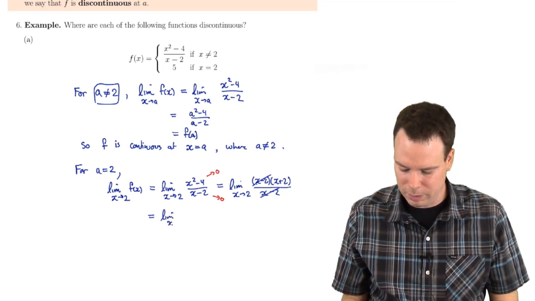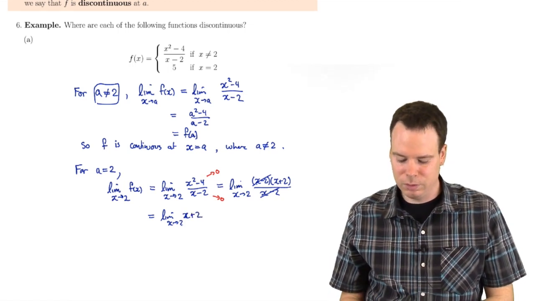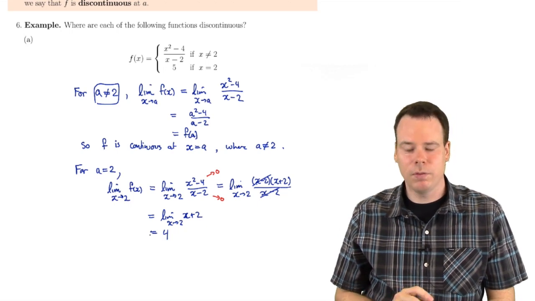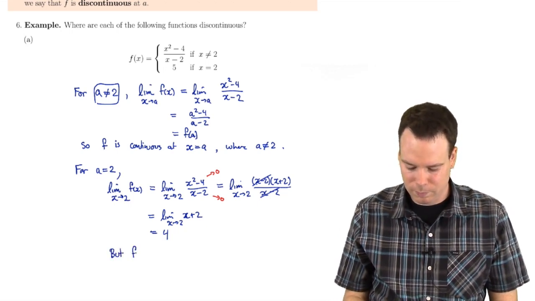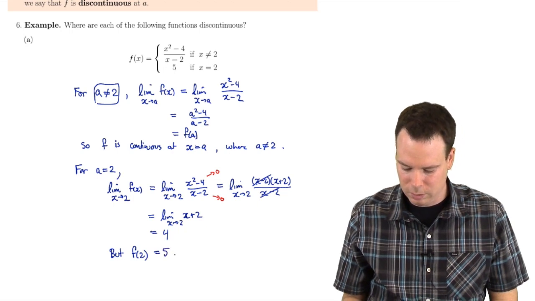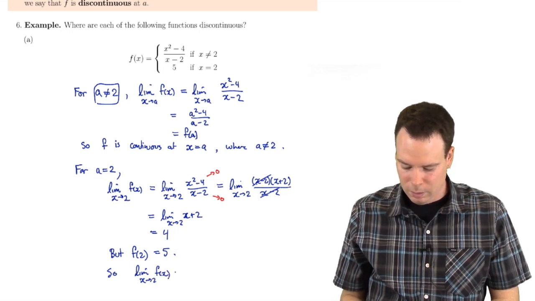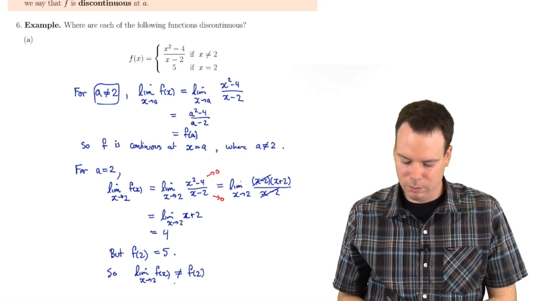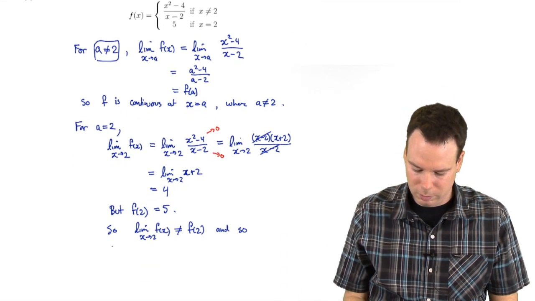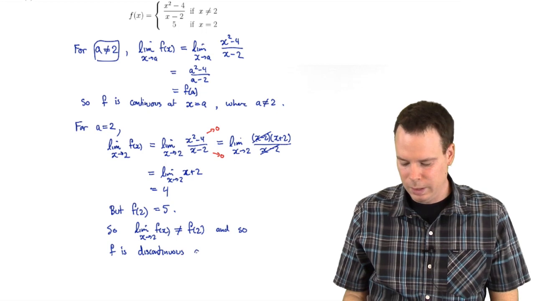We get then that it's the limit as x goes to 2 of x plus 2. And what's the limit of this? Well, as x goes to 2, x plus 2 gets close to 4. So here the limit as x goes to 2 of f of x is 4, but what is our function value at 2? Scanning up, at 2 the function value is 5. So the limit as x goes to 2 of f of x is not equal to the function value. The limit is 4, the function value is 5. And so f is discontinuous at x equals 2.